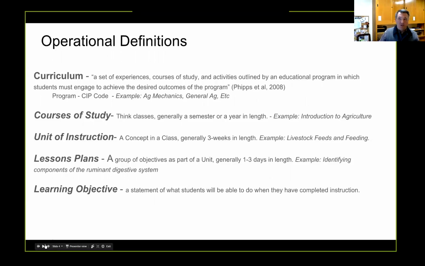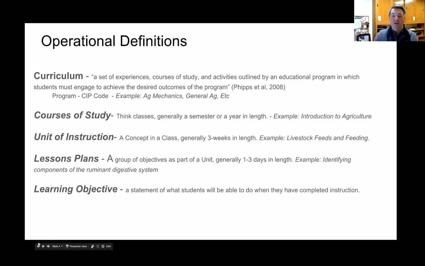So, operational definitions. Let's start off some terms and just kind of remind ourselves about where we are. A curriculum is a set of experiences, courses of study, and activities outlined by an educational program in which students must engage to achieve the desired outcomes of a program. Now remember, we have SIP codes, and some examples could be Ag Mech, General Ag. I want to show you something real quick.